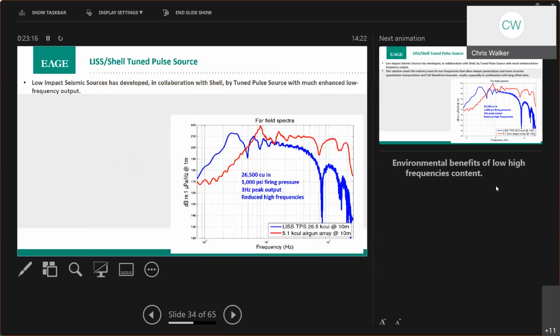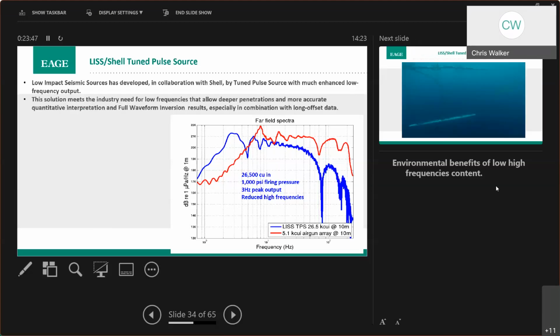So again, the spectrum of the TPS, the tuned pulse source, is shown in blue in this case, where we see the resonant frequency, as I say, just below 3 hertz, 2.8 hertz. And the same 5,100 cubic inch array is shown in red this time. Again, as well as the improved low frequency output, we see that the TPS does indeed have significantly lower high frequencies than the conventional airgun array. Next slide, please.